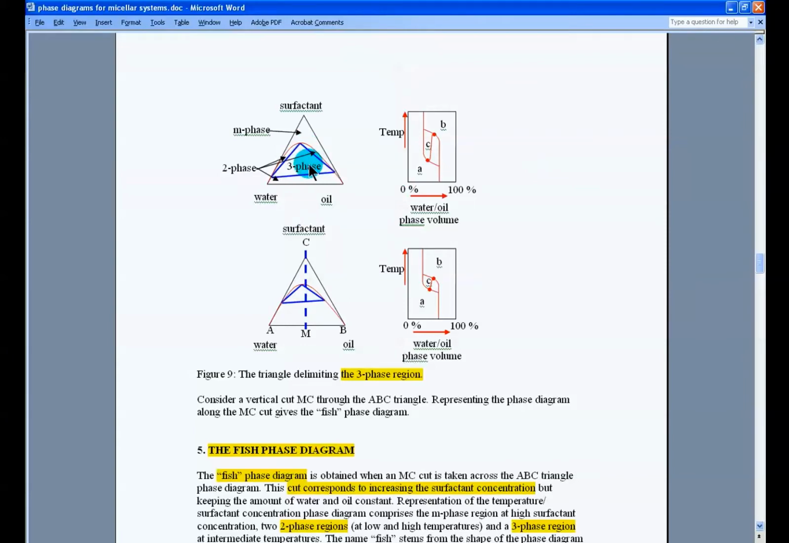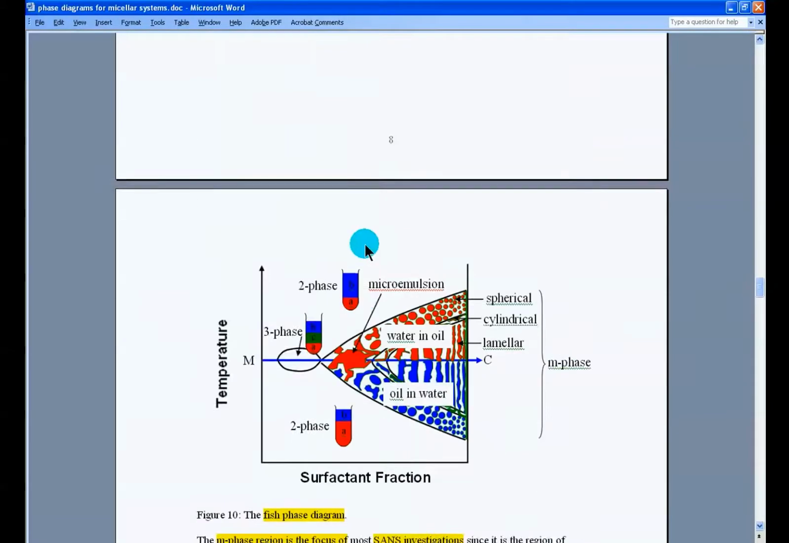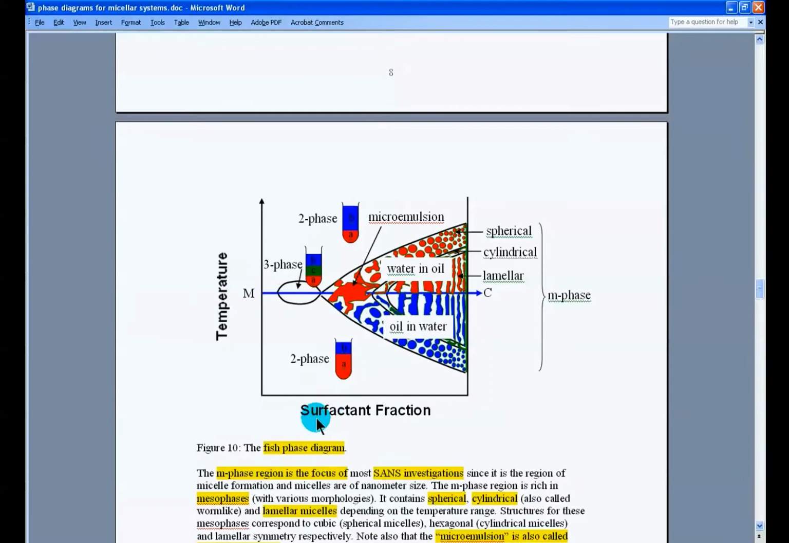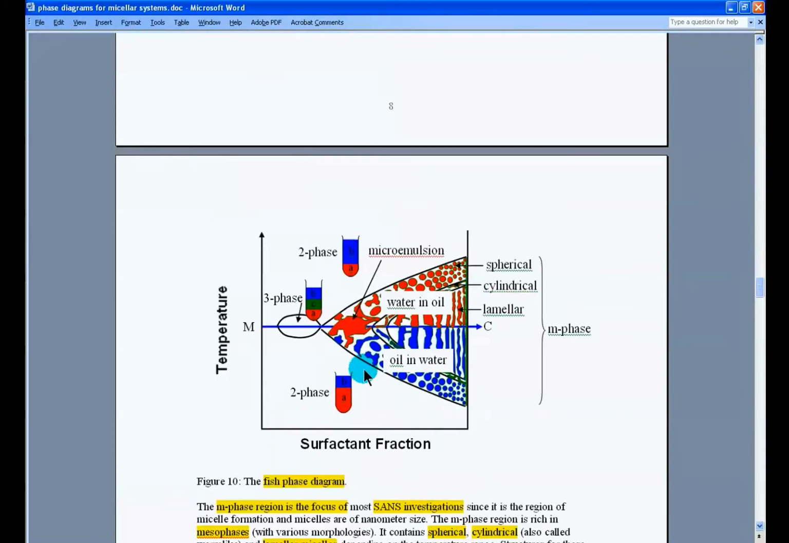That's the three-phase region. If we have a very strong amphiphile surfactant, a weak amphiphile. So if we take a cut along this ternary phase diagram, we get what is called the fish phase diagram, because it looks like a fish. There's temperature, we're increasing surfactant fraction, so we're moving along this phase line here. So first we get a two-phase region at low temperature as well as high temperature, where surfactant here is in water, here surfactant is in oil.